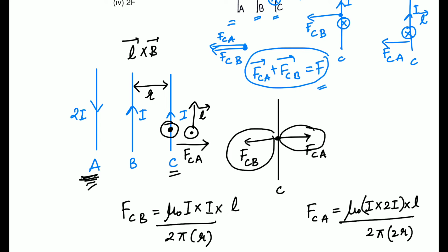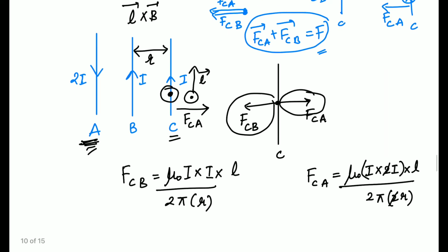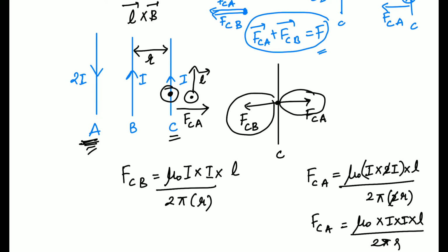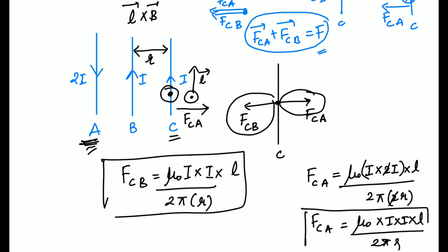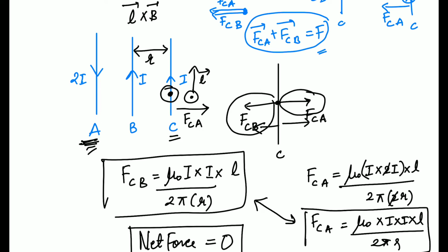Okay, great. So this 2 will be cancelled with this 2, and FCA is again coming out to be the same thing, that is mu naught multiplied by I into L upon 2 pi R. You can see this magnitude and this magnitude, both are the same. If both magnitudes are the same and the direction is opposite to each other, tell me, what is the net force? Will they cancel each other out? Yes. So the net force will be equal to 0.